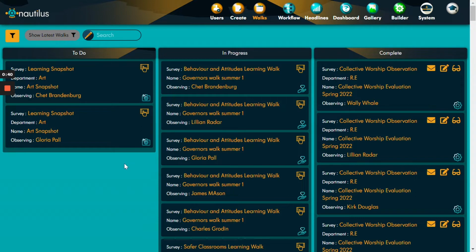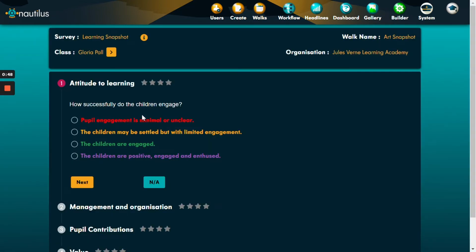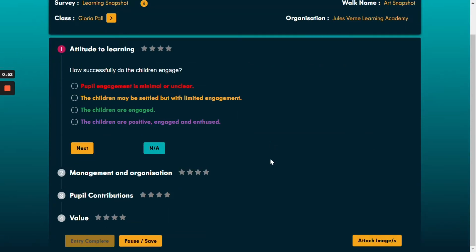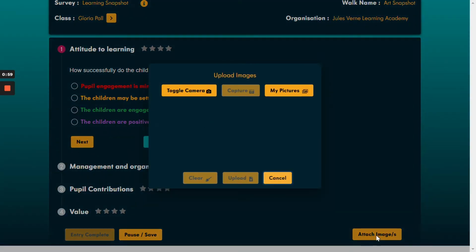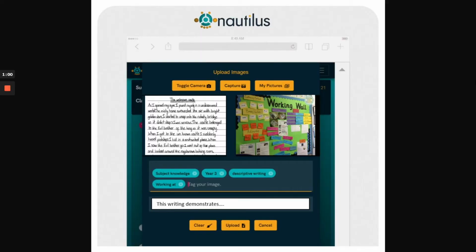So as far as taking the pictures and collecting the snapshots is concerned, that's very simple. When we take part in a learning walk or a book study, as we are performing our book study at the same time, this is the great thing, this is not an additional job. What we want to be doing is taking a photograph. So whenever we perform a learning walk, we're capturing all of the best examples of practice across the school.